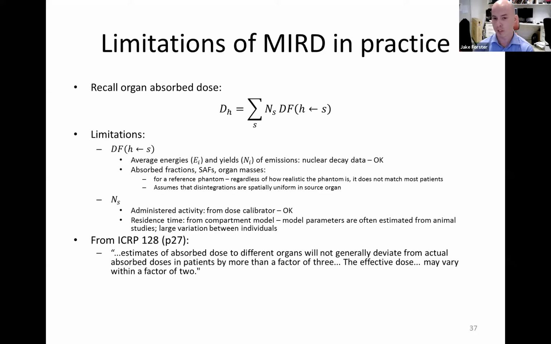So we have this great quote from ICRP 128 itself that says, estimates of absorbed dose to different organs will not generally deviate from actual absorbed doses in patients by more than a factor of 3. And the effective dose may vary within a factor of 2. So that's the kind of uncertainty that we're dealing with in nuclear medicine.